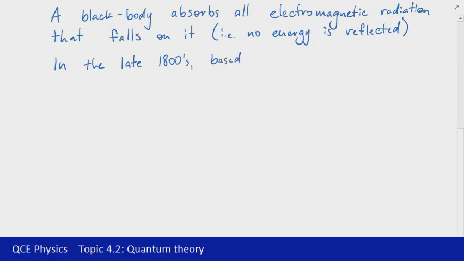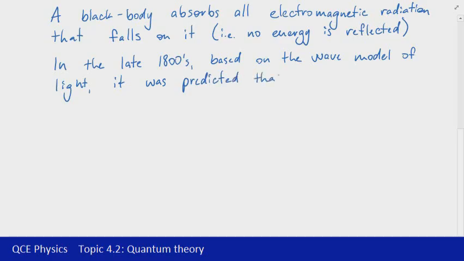And it was in the late 1800s where some evidence was being observed about black body radiation that started to pose a few problems, and it's based on the fact that the predictions were based on the wave model of light. It was predicted that energy would be radiated across all wavelengths of electromagnetic radiation. So an ideal black body, as it then starts to re-radiate that energy, will do so across the full electromagnetic spectrum.